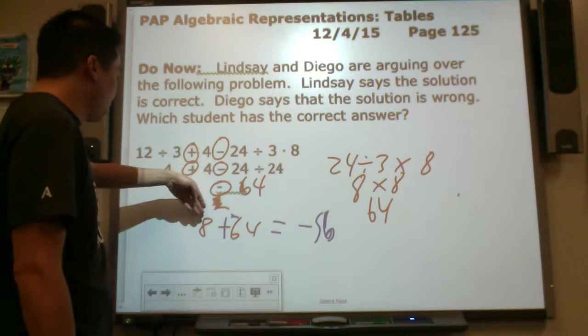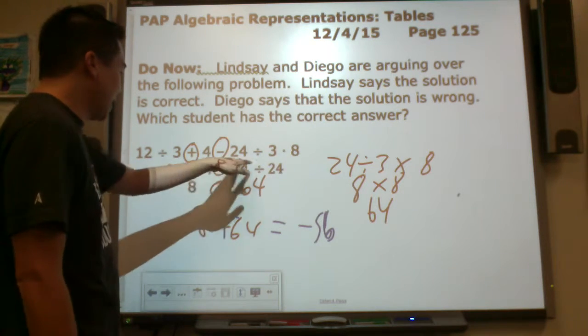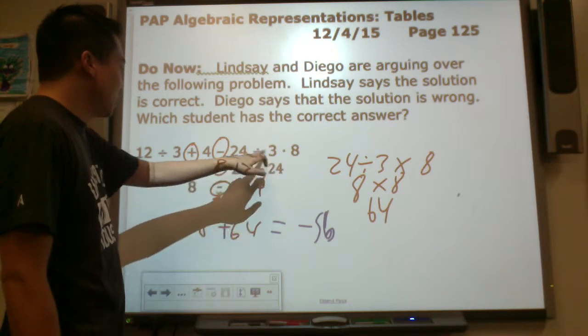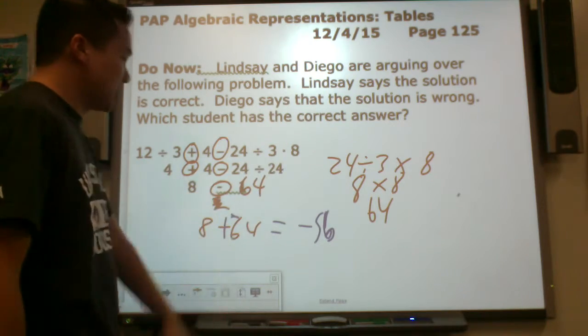So again, the first term is 12 divided by 3, which is 4. The second one is 4. That's 4 plus 4 is 8. And then the last term is 64. 8 minus 64 is negative 56.